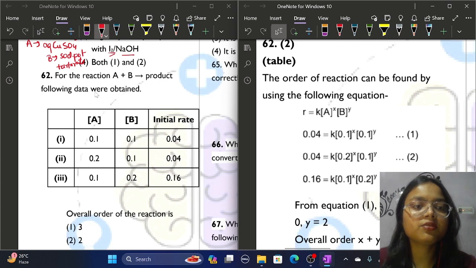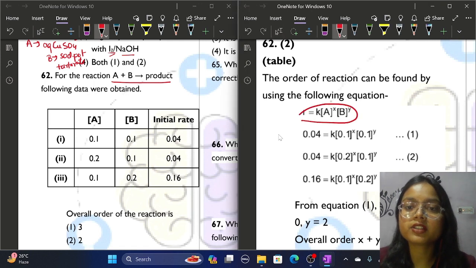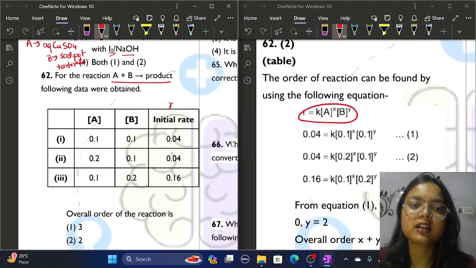For question number 62, for the reaction A plus B gives product, a table is given for A, B and C, and the rates are given. So let's find the order of the reaction. What is the formula for the order of the reaction? R is equal to K, A to the power x and B to the power y. So accordingly put all the values given here, R being the reaction rate. In the first equation we find this type of structure, in the second one this, and in the third one this, on putting the values in the equation.